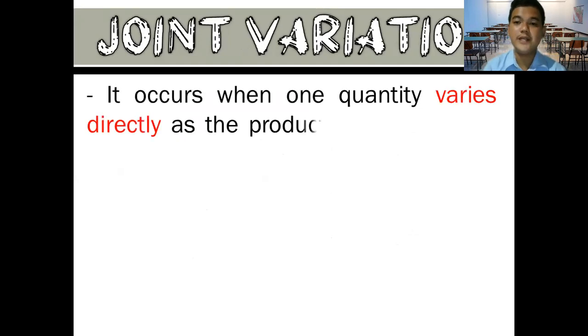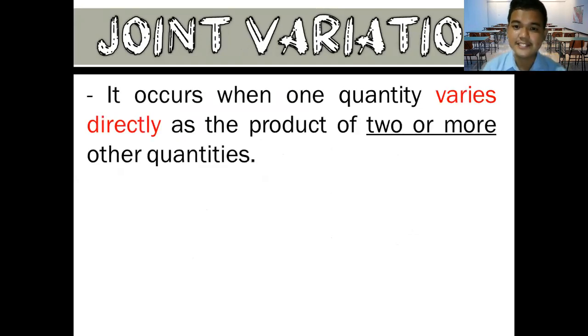So ito occurs when one quantity varies directly as the product of two or more other quantities. So nakalagay dito that it is the same with direct variation. It varies directly, meaning it's a product of two or more quantities. Again, multiplication lang yung operation na involved. Now, anong pinagkaiba ng joint variation sa direct variation? So ang direct variation, exactly two quantities lang yung involved. Whereas as one quantity increases, the other quantity also increases. Or if it decreases, the other quantity also decreases.